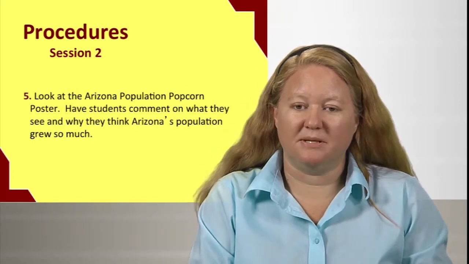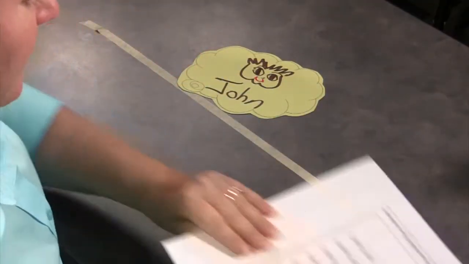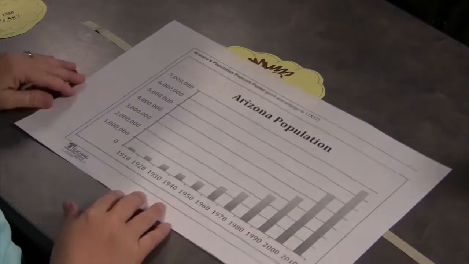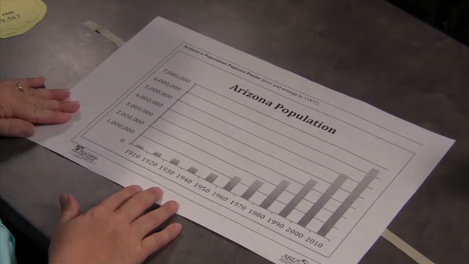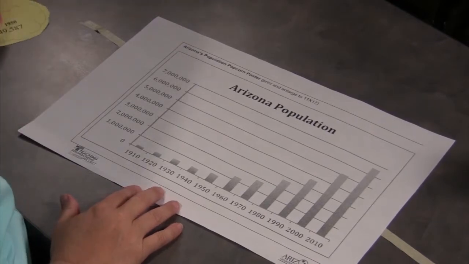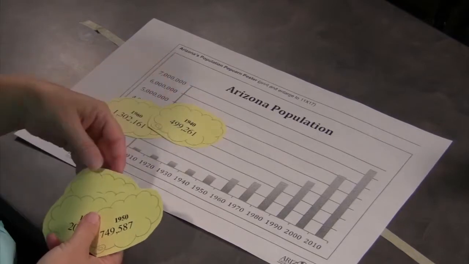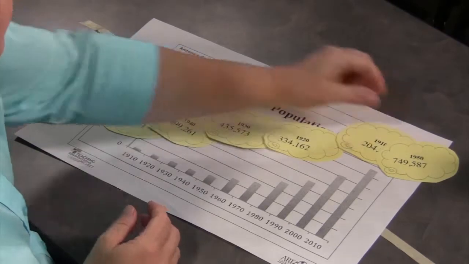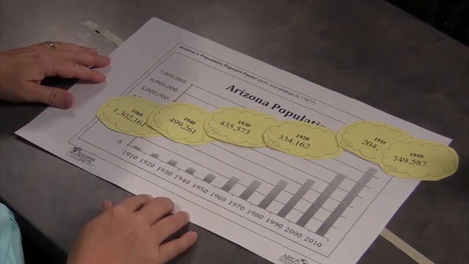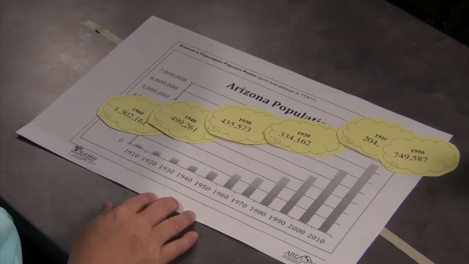Look at the Arizona population popcorn poster. The next day you will review the Arizona population and you'll create a poster. This document is provided and you would want to enlarge it and or create it as a bulletin board. You would then, as a class, put the population in increments going up for each decade. Have students comment why they think Arizona's population grew so much from the early 1900s to 2010.